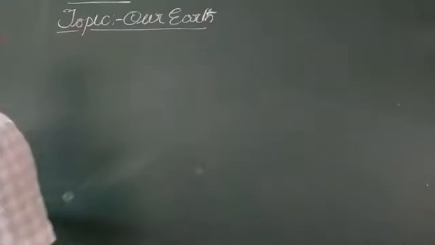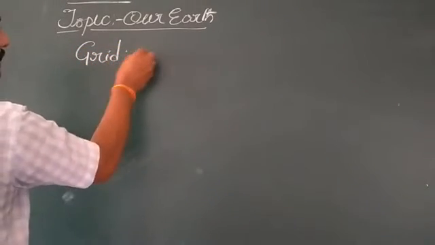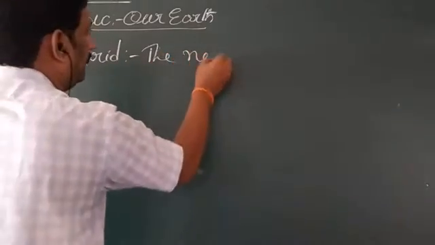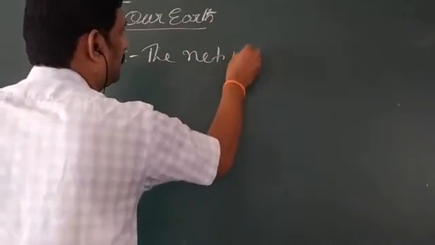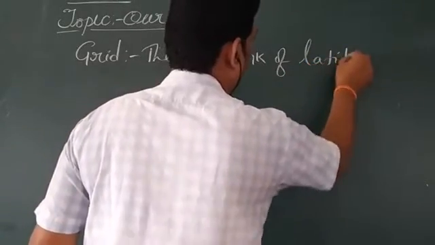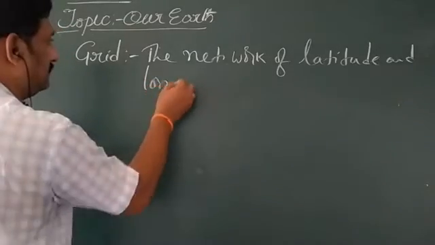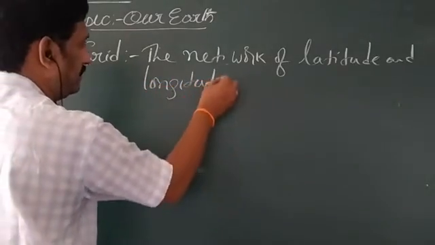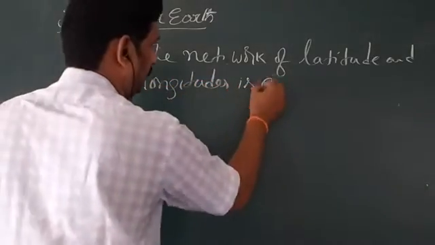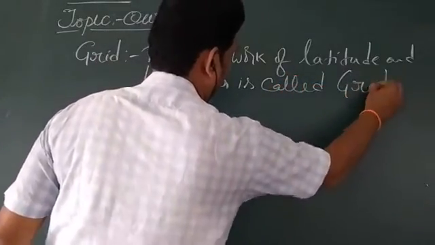What is the meaning of grid? Grid means nothing but the network of latitude and longitude. It is called grid, we are saying.